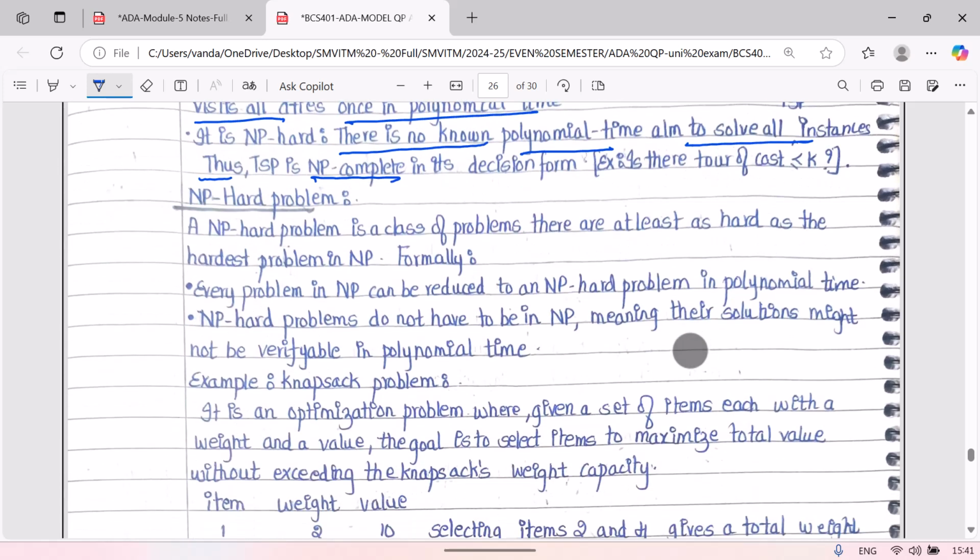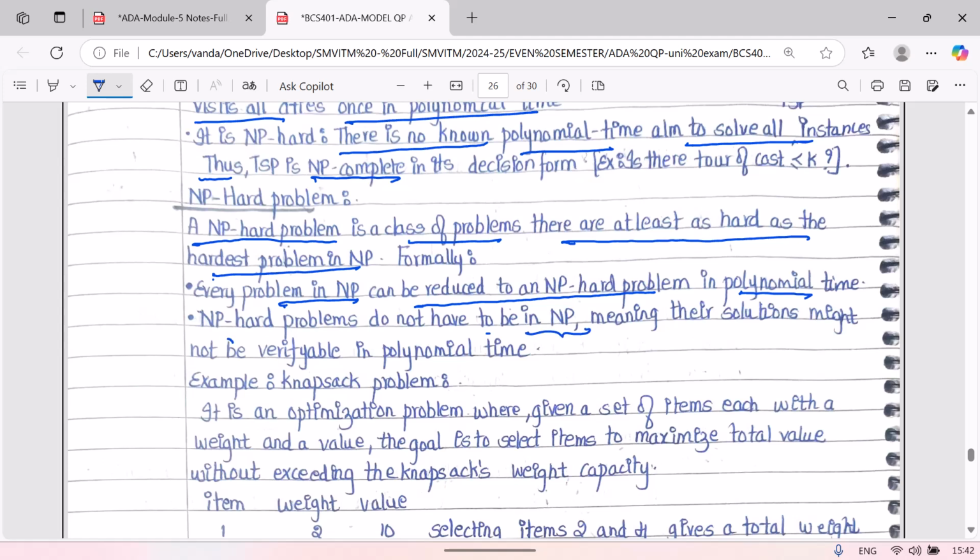Now there is one more, NP hard. Okay, it is not there in the syllabus, but let us see here. An NP hard problem is a class of problems that are at least as hard as the hardest problem in NP. See, what does it mean? Every problem in NP can be reduced into an NP hard problem in polynomial time, and NP hard problems do not have to be in NP, meaning their solution cannot necessarily be found in polynomial time.